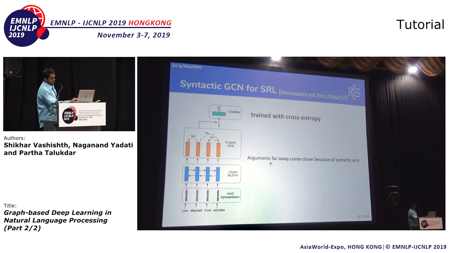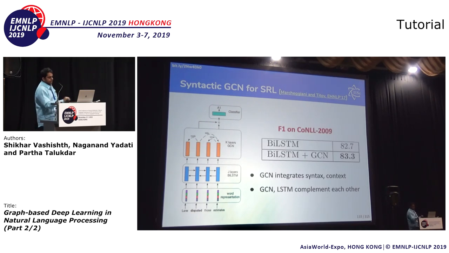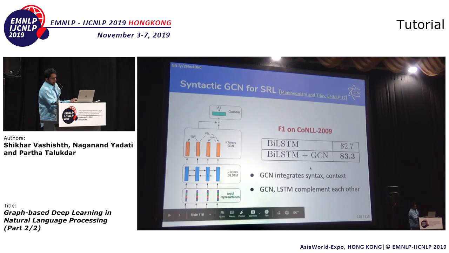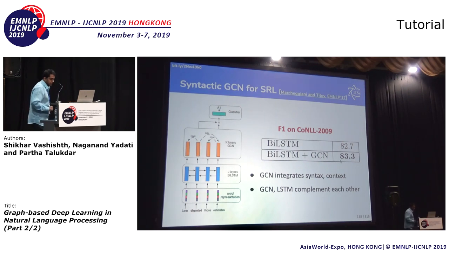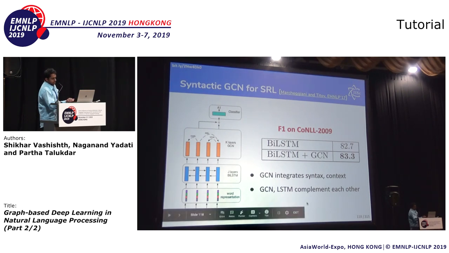Now one interesting observation here is that because of this syntactic dependency graph, the words which are far away from each other will actually come closer because of the syntactic dependencies, right? So we have a simple experiment on the CoNLL 2009 dataset for semantic role labeling. We have a simple BiLSTM baseline, which doesn't have this GCN layer. And then we have BiLSTM plus GCN. As we can see, there are slight improvements for the task of semantic role labeling, right? And the main takeaway of this experiment is that GCN can integrate both syntax and context, right? GCN and LSTM complement each other because LSTM gives us contextual representation while GCN further enriches it with syntactic representations.